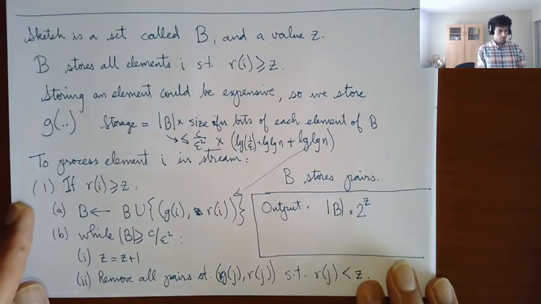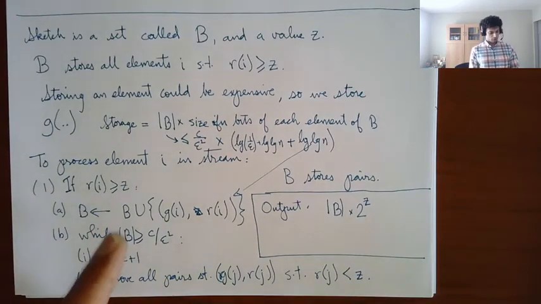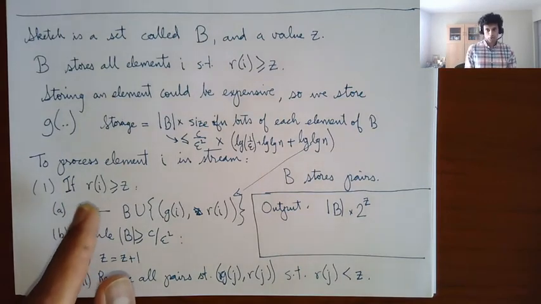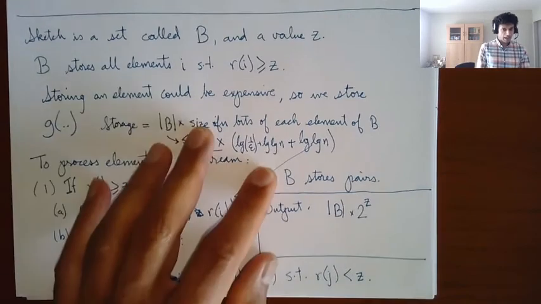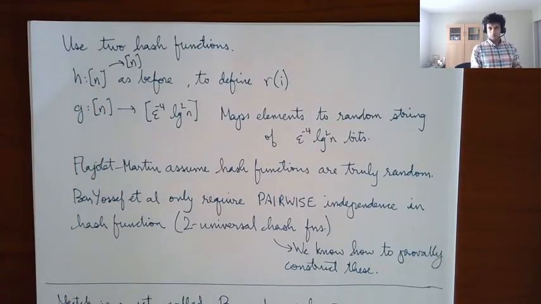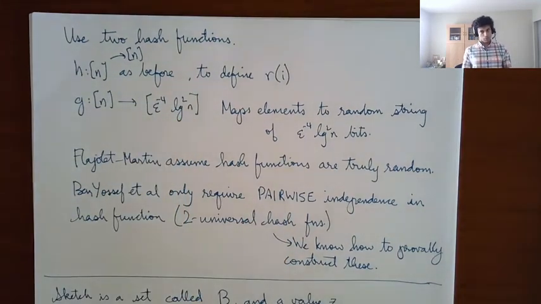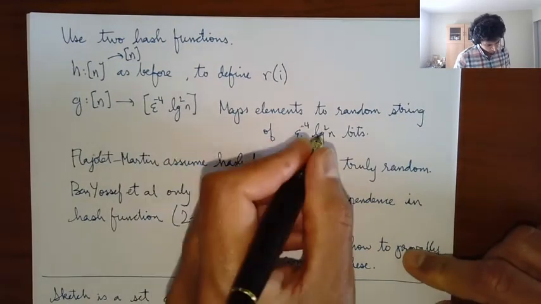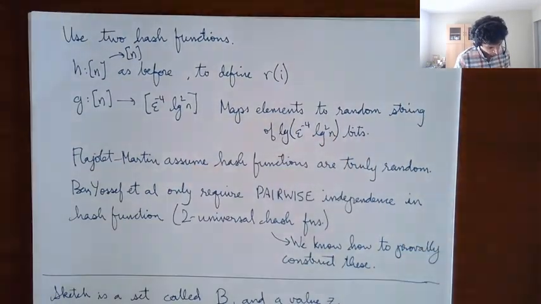To process an element in the stream, it's going to first look at the number of trailing zeros, that's R of I. Now, R is computed with respect to the hash function H, not G. And H, we should think of as a hash function that maps log n bits to log n bits. G maps log n bits to actually log of these many bits. So this was a mistake. It's really log of that many bits.